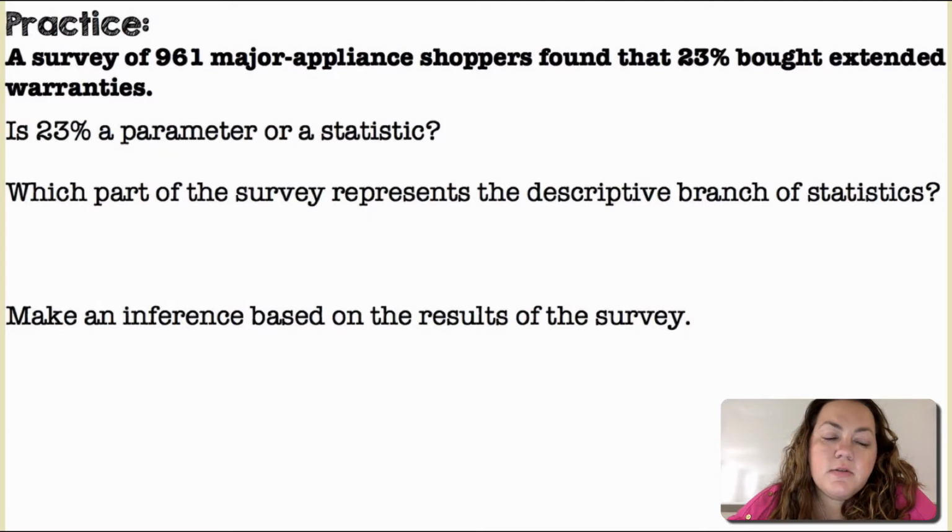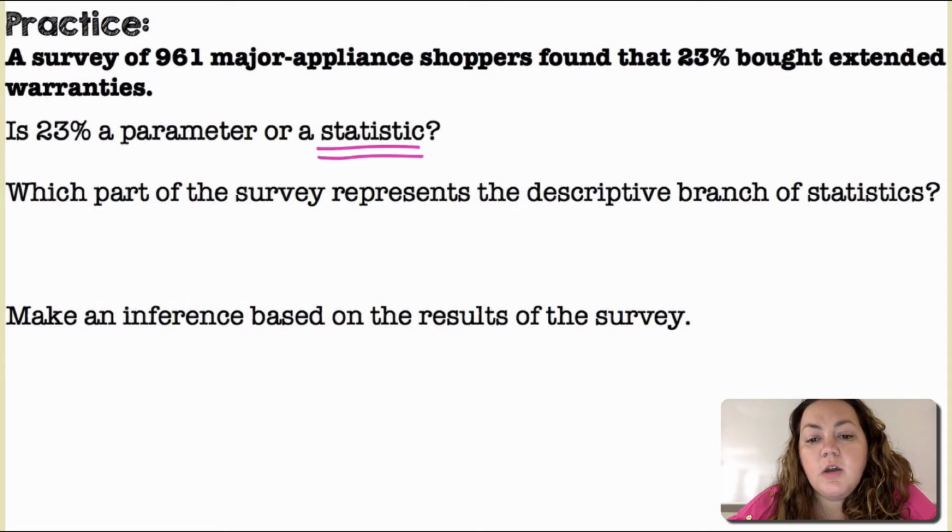All right, so same setup. Is 23% a parameter or a statistic? So a survey of 961, that was our sample of shoppers, found that 23% of the 961 that we selected. So that was coming from a sample. So if our numerical value is coming from a sample, then it is a statistic.